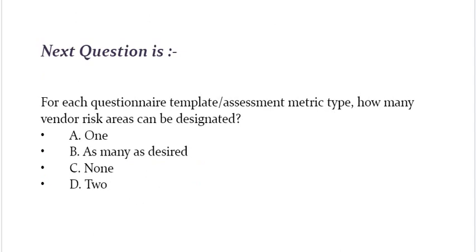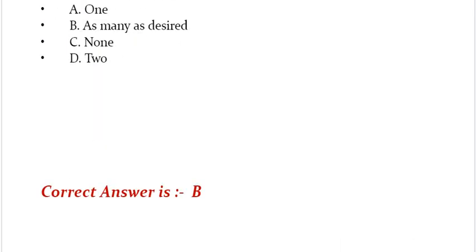Next question is, for each questionnaire template or assessment metric type, how many vendor risk areas can be designated? Option A, 1. Option B, as many as desired. Option C, none. Option D, 2. Correct answer is option B.